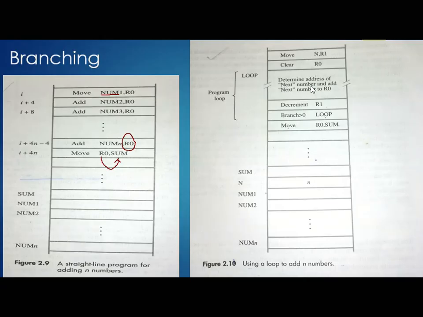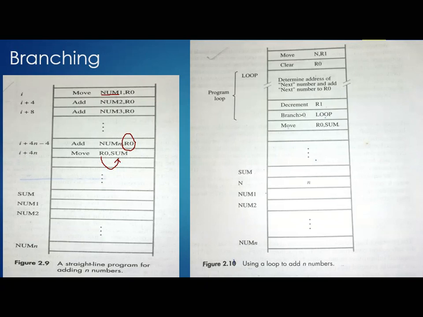Then later, just observe, we are writing some sentences over here, like determine address of next number and add next number to R0. You may ask why we are writing like this instead of writing the instruction. When we discuss the addressing mode concept, later we will be able to write it over here. For the time being, we don't have much information about what these sentences should be replaced with, because we need to use different kinds of addressing modes over here.